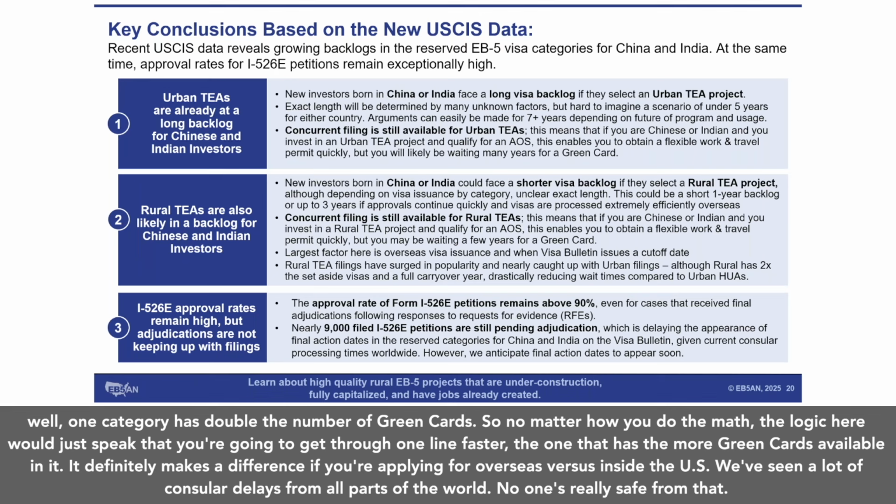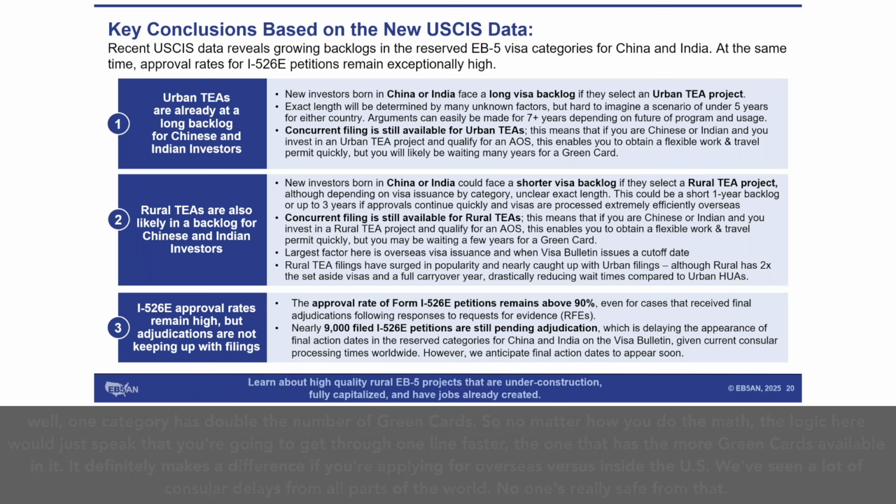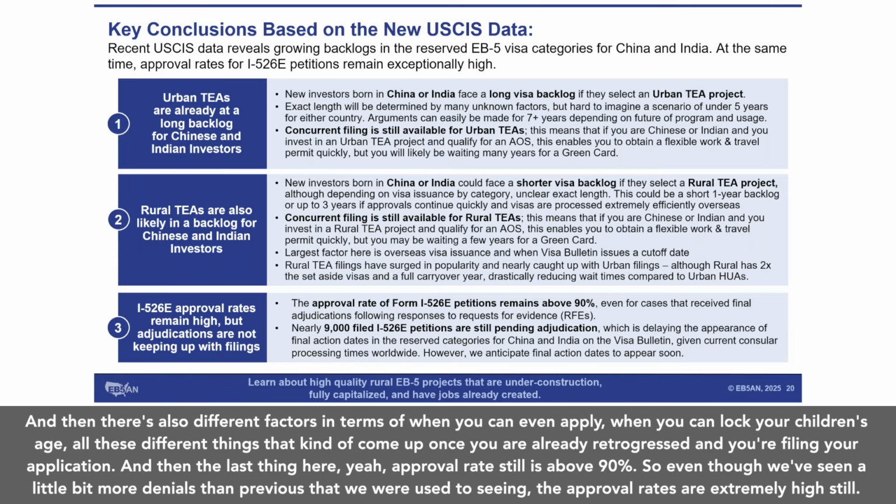It definitely makes a difference if you're applying for overseas versus inside the US. We've seen a lot of consular delays from all parts of the world. No one's really safe from that. And then there's also different factors in terms of when you can even apply, when you can lock your children's age, all these different things that come up once you're already retrogressed and you're filing your application.